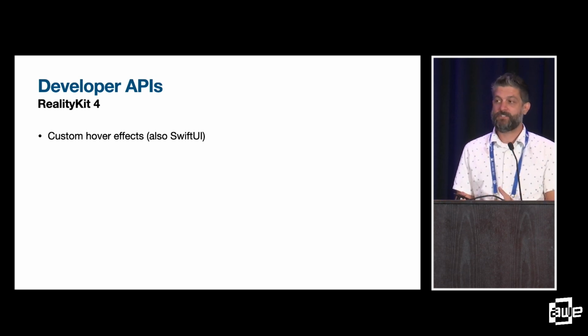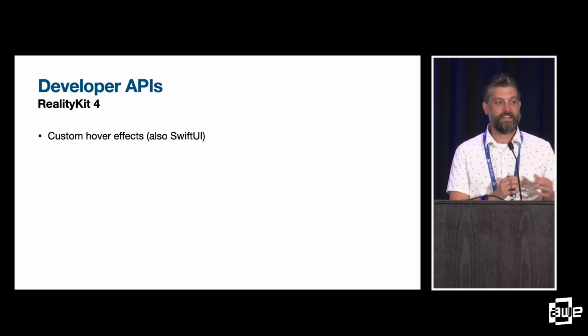And so now with visionOS 2, you can add a highlight effect. You can tint any entity any way you want. And then there's also some shader graph nodes that have been added so that you can do completely custom effects in your shaders when somebody is looking at an entity.